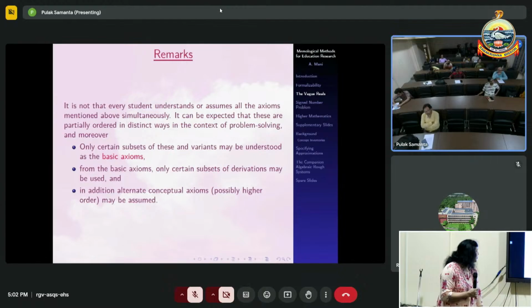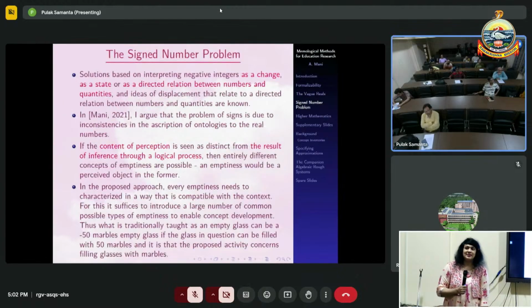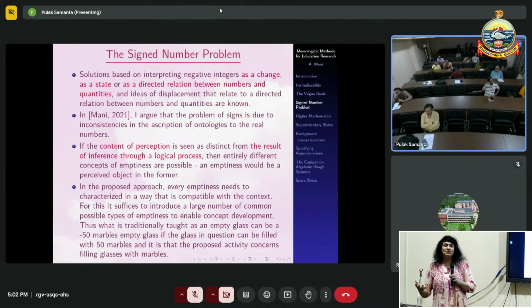So next I move to another problem, which is how to deal with the real numbers to start with, and how to integrate mereology with it. That part I didn't go into, the companion model, but I can always go in later on if required. The other problem is the signed number problem, which is basically the problem of understanding negative numbers.